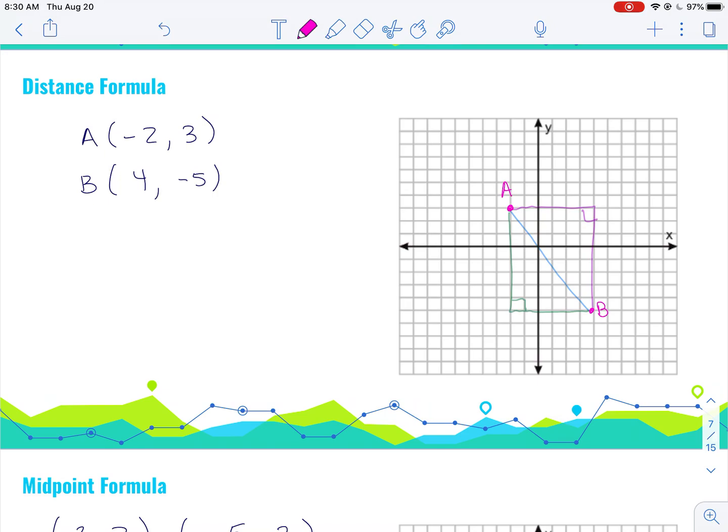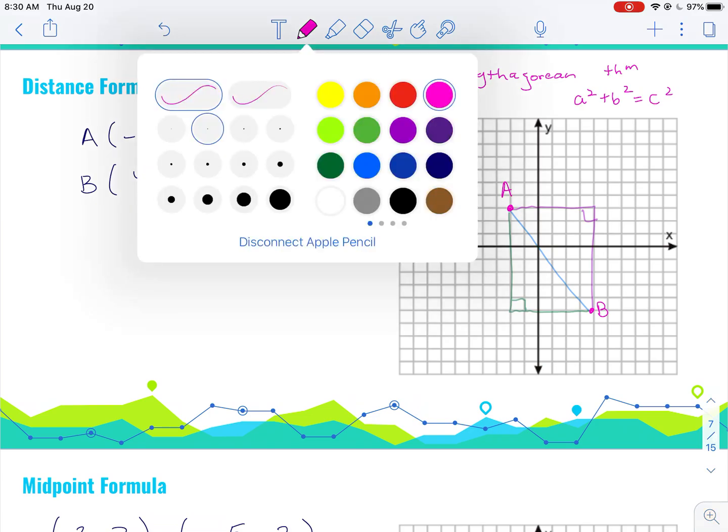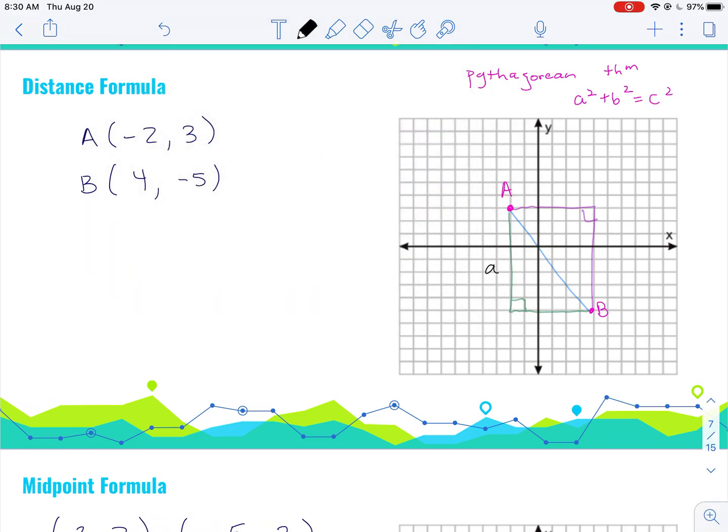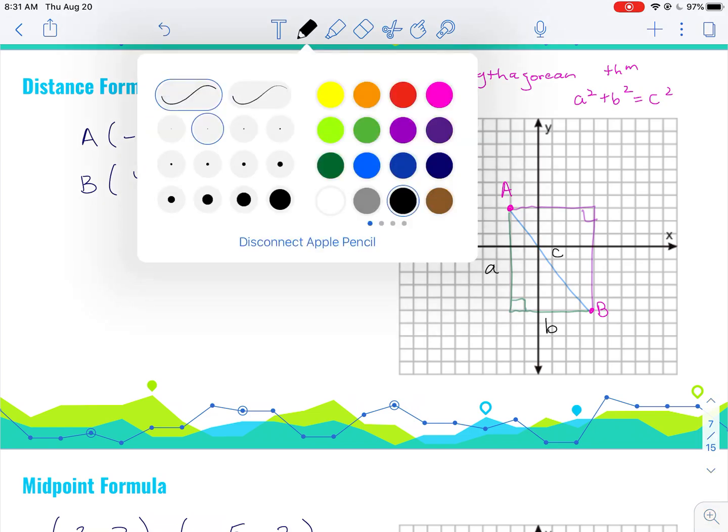So now, if you remember, the Pythagorean theorem is a squared plus b squared equals c squared. So a and b are the 2 legs, so we can call this vertical side a and the horizontal side b. And the hypotenuse is going to be c. So in order to find a and b, I need to know how far up and down that side length is and how far left and right the side is to find b.